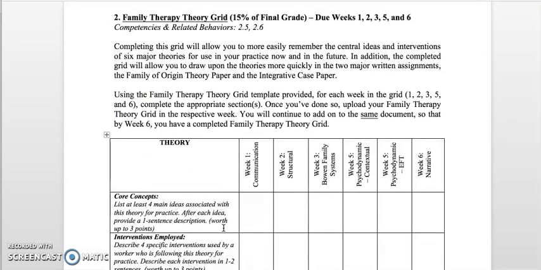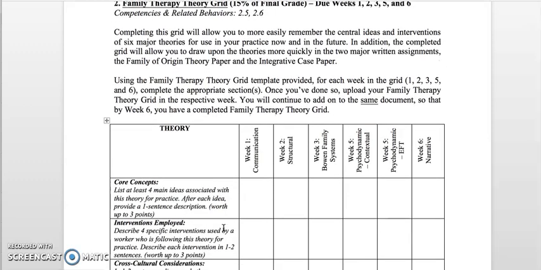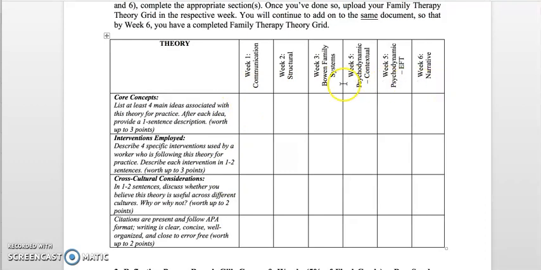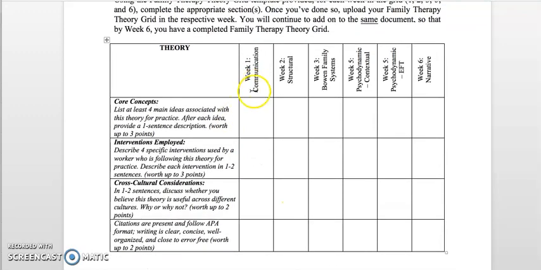All right, the family therapy theory grid. To start with, this is basically looking at 6 different family therapy theories and or models and asking you to create a grid that looks like this. And you will then work on it on each particular week that it's assigned.